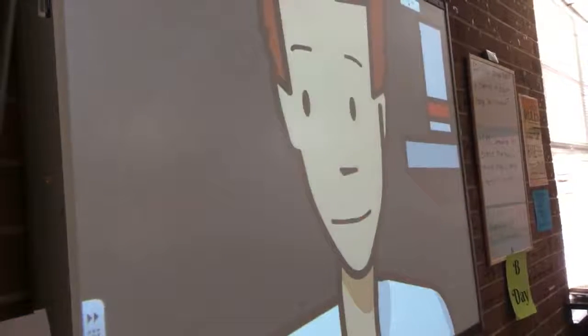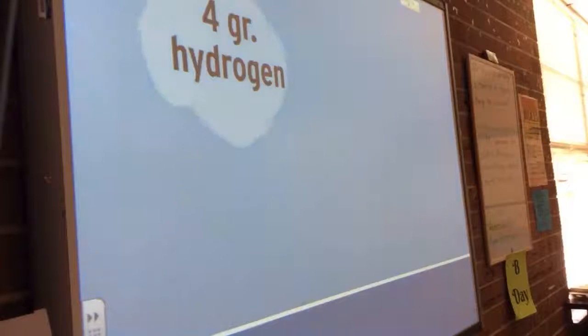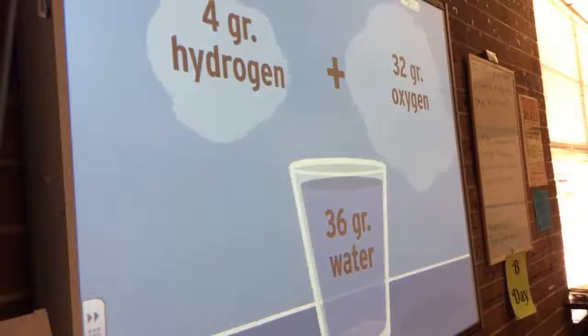Sure, it's useful. If you only know part of the mass of the chemicals in a reaction, you can use the law of conservation of mass to figure out the rest. Let's say you have 4 grams of hydrogen and 32 grams of oxygen. By adding the masses of the reactants together, you can figure out the mass of the product, 36 grams of water. You can do it backwards too.